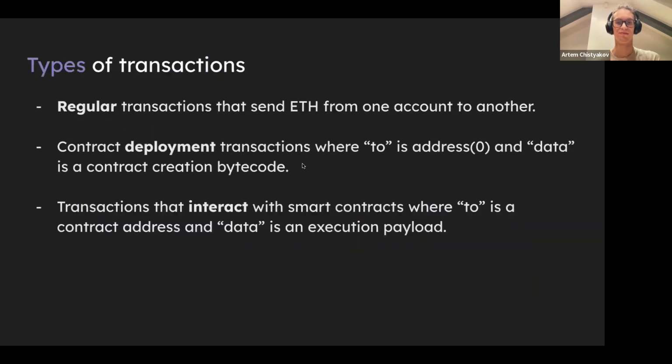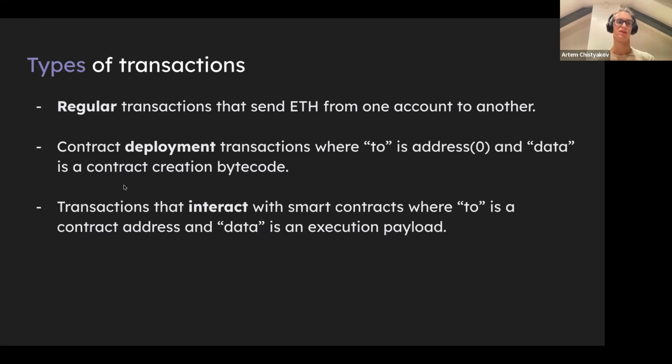There are three main types of transactions on Ethereum. The first one is the regular transaction. It is the one when a user wants to send Ether from his account to another account. It is the simplest transaction possible on Ethereum, and it is the cheapest one.